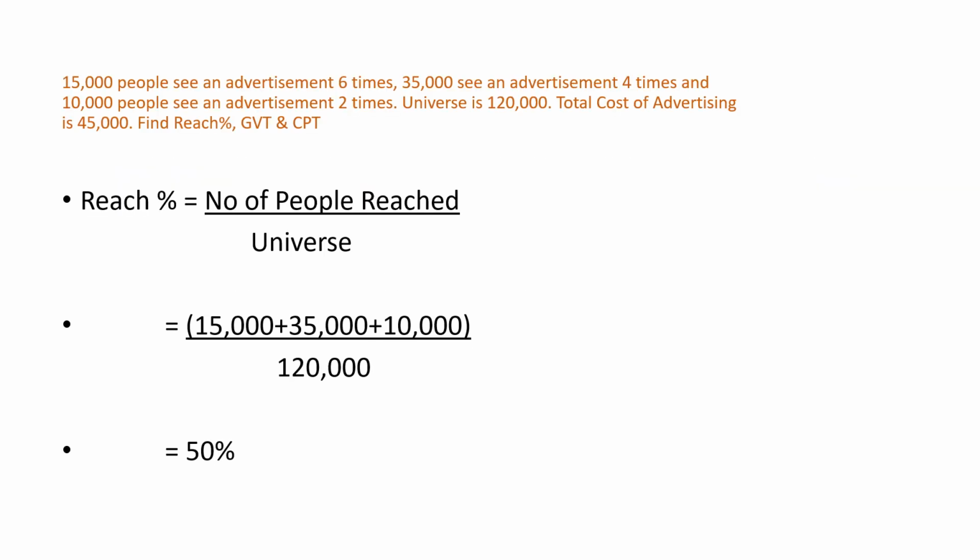The next thing we look for is reach percent. The formula for that is number of people reached upon the universe. The universe is already given to us. It's the total number of people, so that is 1,20,000. And the number of people reached are the number of people who see the ad. So in our question, we have 15,000 people plus 35,000 plus 10,000. Now, once we add that and divide it by 1,20,000, we get 50%. So therefore, our reach is 50%.